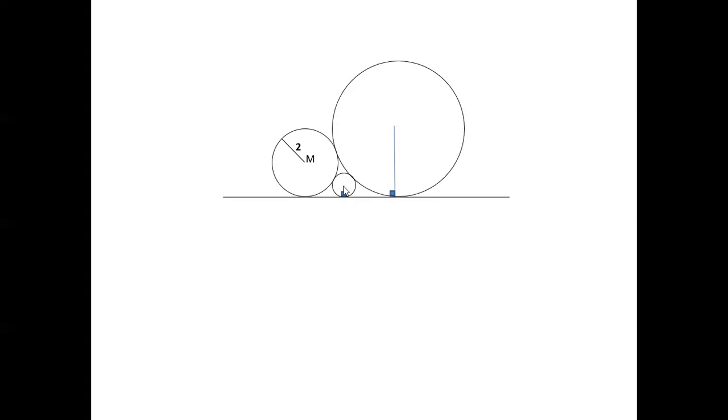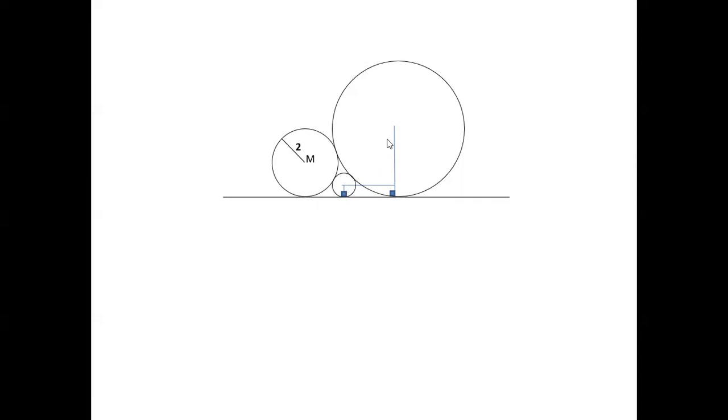Now let us join this center and draw a line parallel to this tangent passing through the center of the small circle. So it will be like this one. Now this is parallel to this, and this is perpendicular, this is also perpendicular, that means these two are also parallel. So opposite sides are parallel and all angles are 90. That means this is a rectangle.